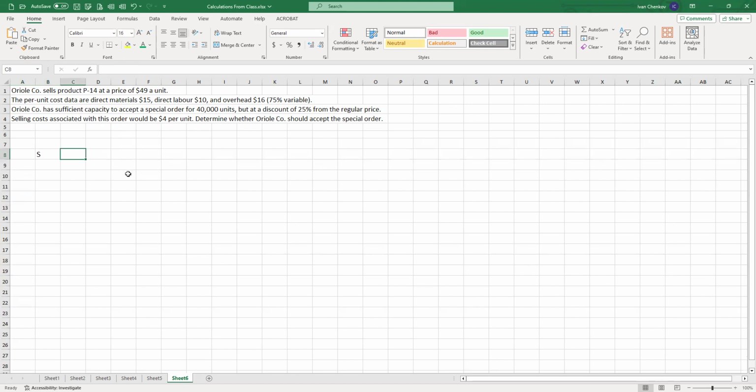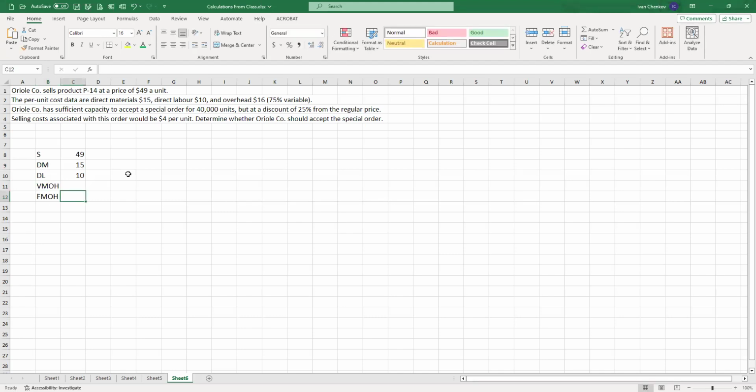The sales price of this unit is $49, correct? The per unit cost: direct material is $15, direct labor is $10, manufacturing overhead is $16, correct? But we have variable manufacturing overhead and fixed manufacturing overhead.